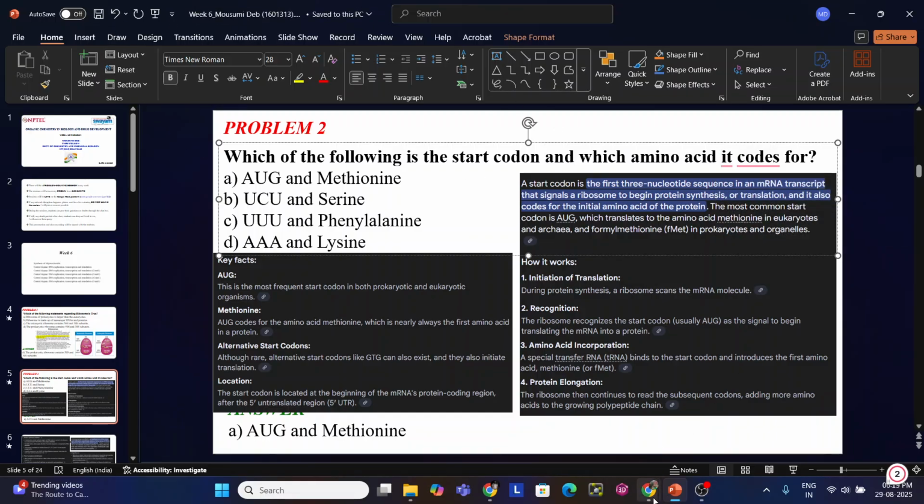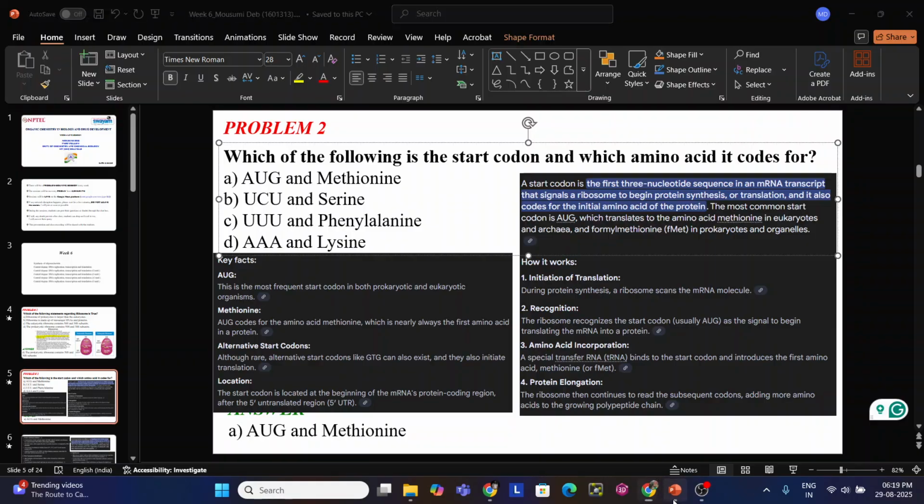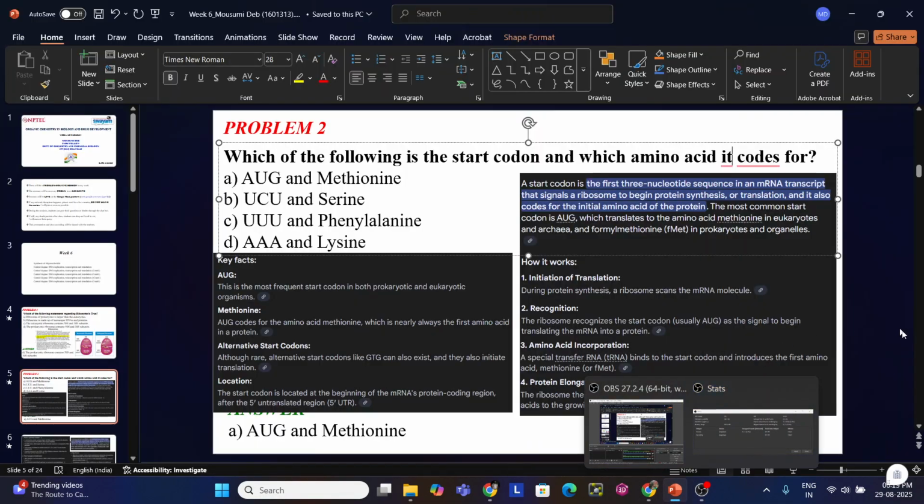So if there is any doubt regarding the codon or anything, you can let me know. Otherwise, I will move toward the next problem. Okay.